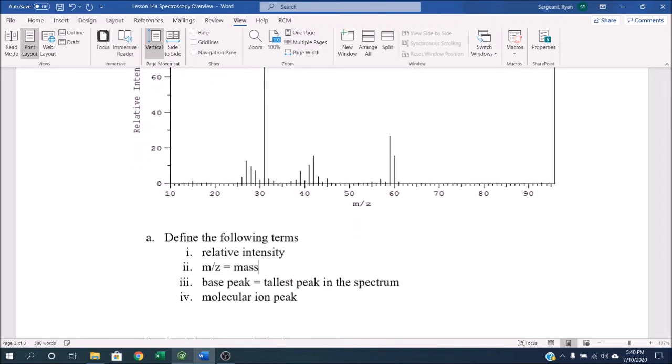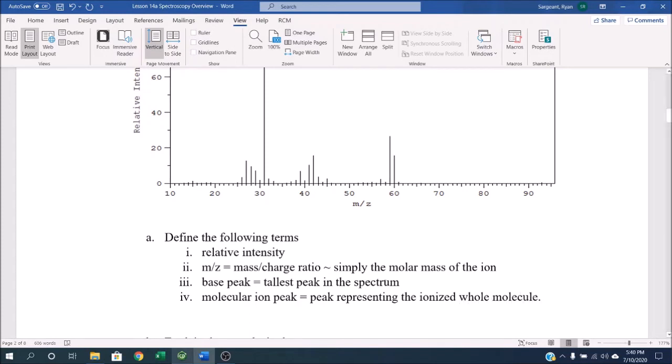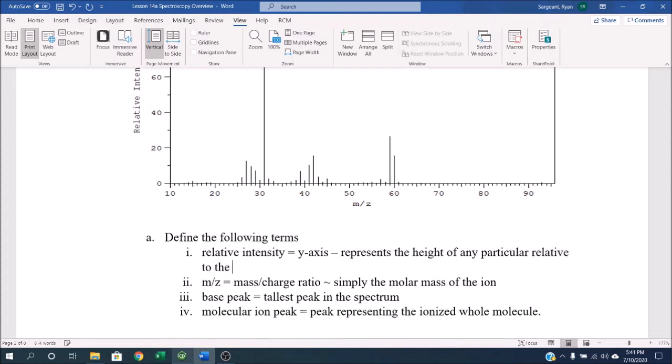M over Z is the mass to charge ratio, which in all examples we're going to see in this particular course is just simply the molar mass of the ion. The molecular ion peak is the peak representing the ionized whole molecule. And then finally, relative intensity is the y-axis, and that represents the height of any particular peak relative to the base peak.